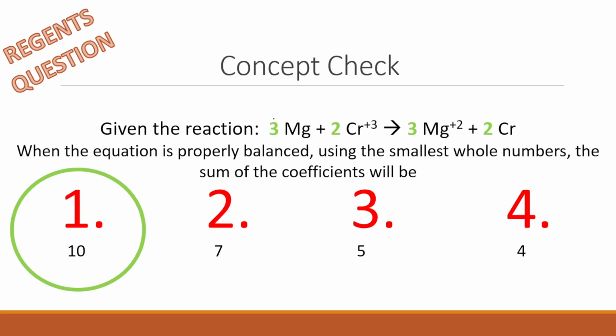How did we get that? We balanced the equation. Not only do we need the amount of Mg's to be equal on both sides and the amount of Cr's to be equal on both sides, we need the total charge to be equal on both sides. Here we got 0 and positive 6. Here we get positive 6 and 0. So our left and our right are equal.